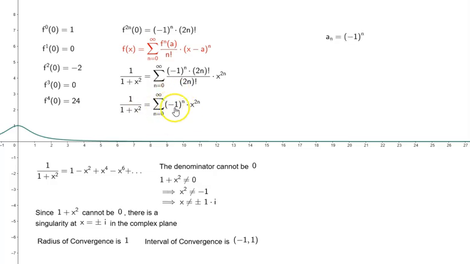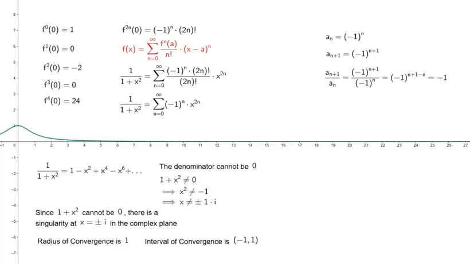Remember, we take only the a_n part. The x part we ignore. So a_n is equal to minus 1 to the power of n. a_(n+1) is equal to minus 1 to the power of n plus 1. Divide a_(n+1) by a_n, which is minus 1 to the power of n plus 1 by minus 1 to the power of n, which gives us minus 1 to the power of n plus 1 minus n, which gives us minus 1.